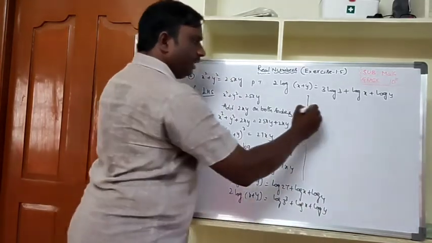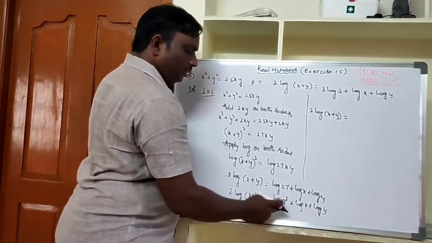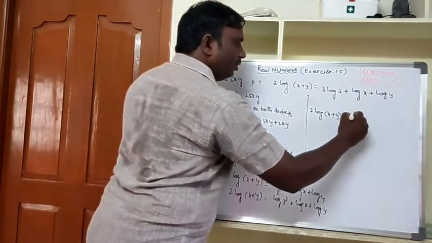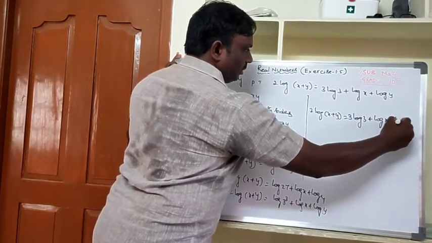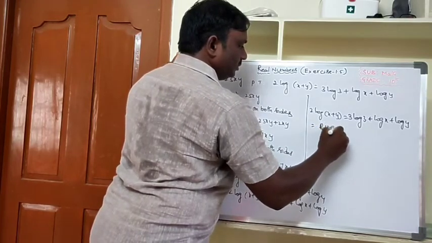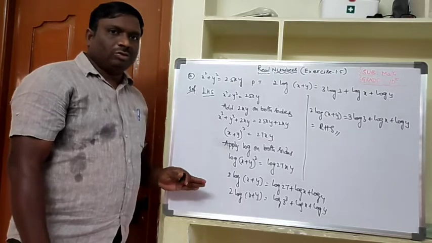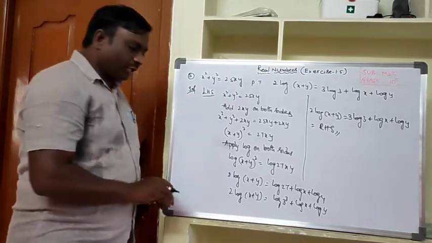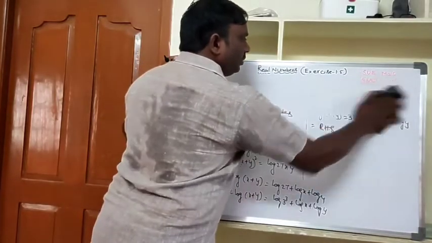So 2 log (x plus y) equals, by the power rule, 3 log 3 plus log x plus log y. This is equal to RHS. That is equal to RHS. Like this we have to prove the solution. This is a very important question. And the sixth question is also there. That is also a very important question.